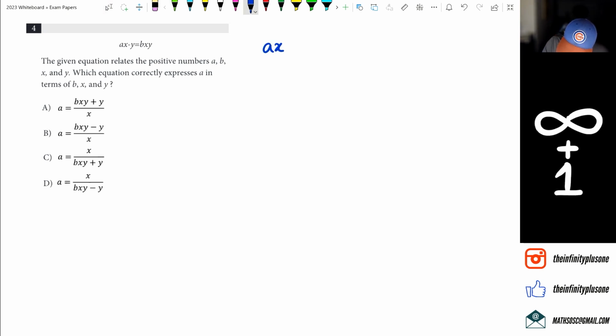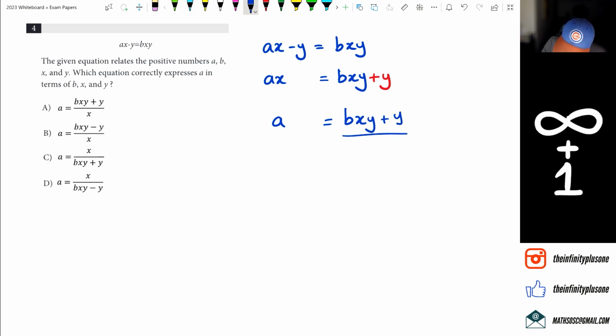So I've got ax minus y is equal to bxy. The first step I'm going to do is get rid of that y to the other side. Of course, it's negative y. When I bring it to the other side, it will become positive y. And of course, I've got to get rid of the x as well. So I'm going to have a is equal to bxy plus y, and that's all divided by x.